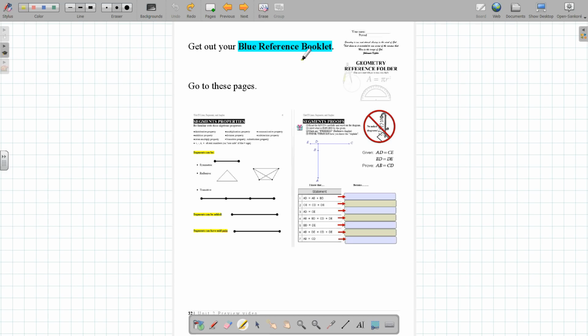I need you to get out your blue reference booklet. Yes, you're actually going to do this with the video. And I highly recommend you get yourself some colors handy of some sort, at least 3 to 4, or maybe even a highlighter. I'd like you to open up your reference booklet until you see something called segment properties.